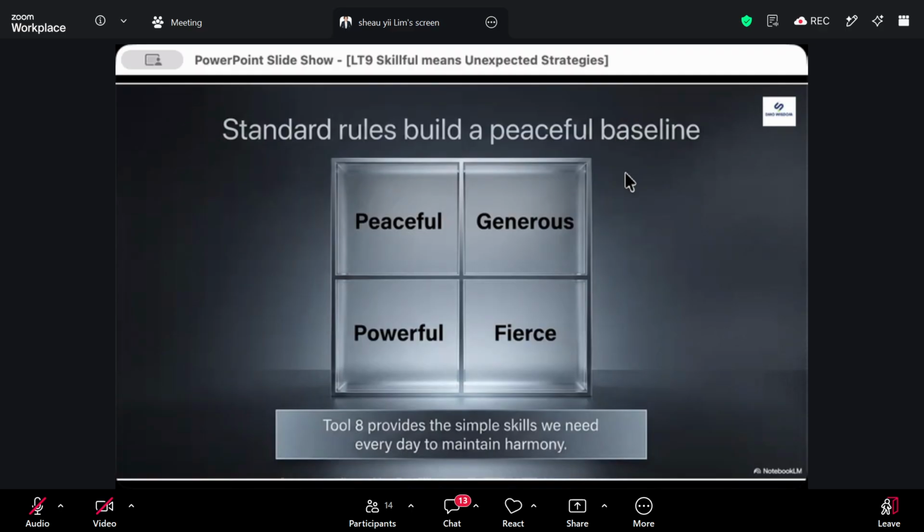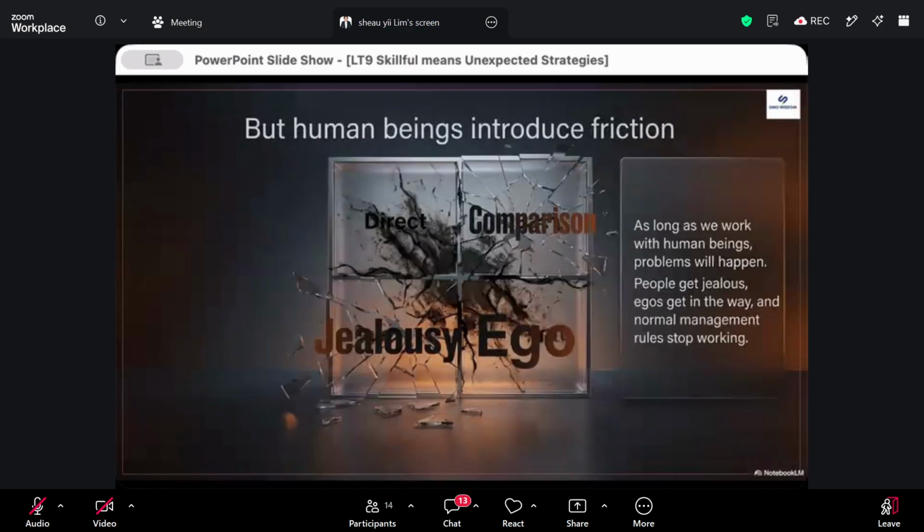But however, sometimes it will be a very difficult step for us. As we know, if we work in a group, all of us are human beings, right? So with humans, a lot of conflict will appear, right? So problems will happen. People will get jealous, correct? Yeah, and people will compare themselves to others, and ego gets in the way. So when we are facing this type of situation, maybe the 4 types of management modes couldn't control the team. So what would you do when the people on your team start fighting, and the normal management rules just don't work anymore?